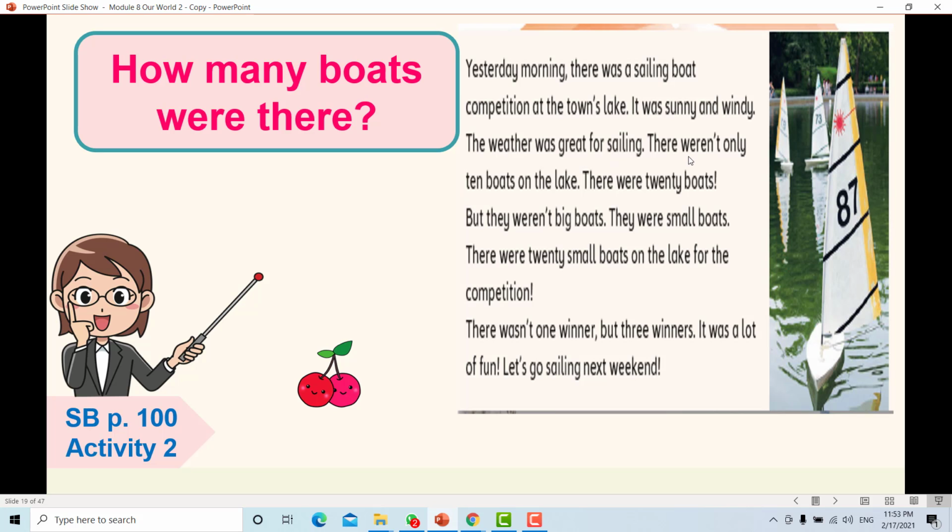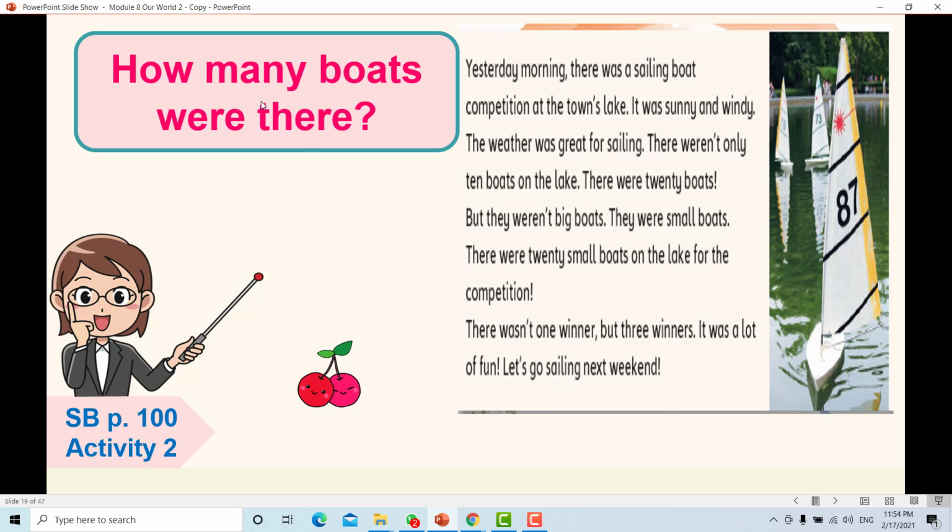There weren't only 10 boats on the lake, there were 20 boats. But they weren't big boats, they were small boats. There were 20 small boats on the lake for the competition. There wasn't one winner, but 3 winners. It was a lot of fun. Let's go sailing next week.